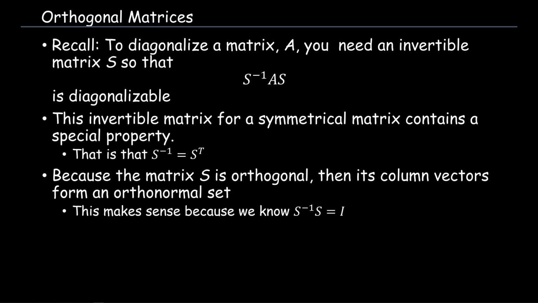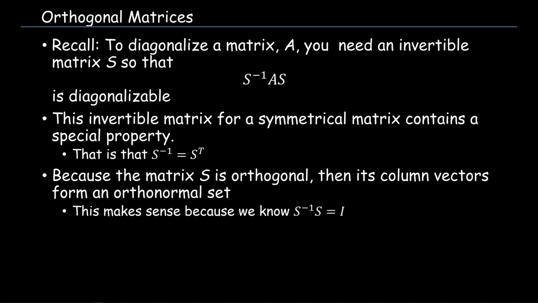And this makes sense because we know that S inverse times S is equal to the identity matrix, but we also know that S inverse is equal to its transpose. There's going to be a short video on the proof of this in case you're a little bit confused, so look forward to that one.